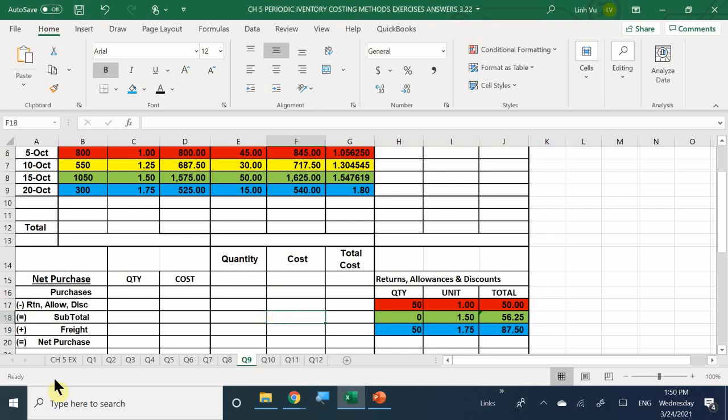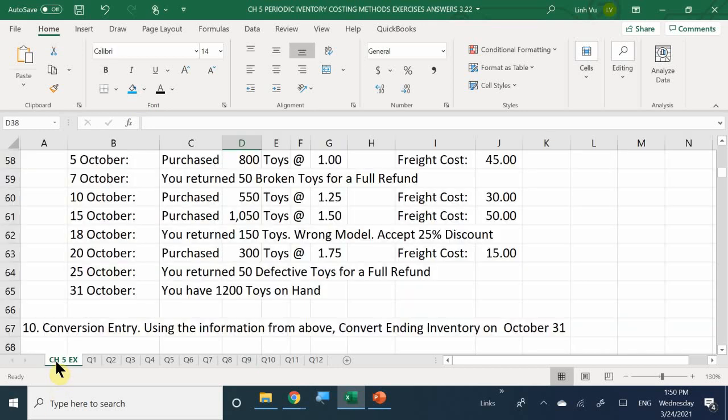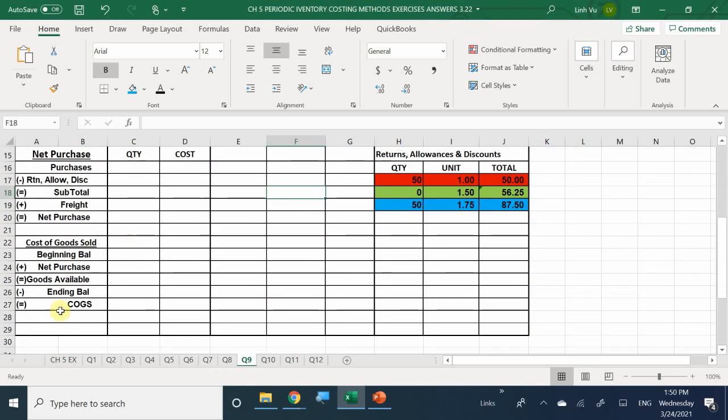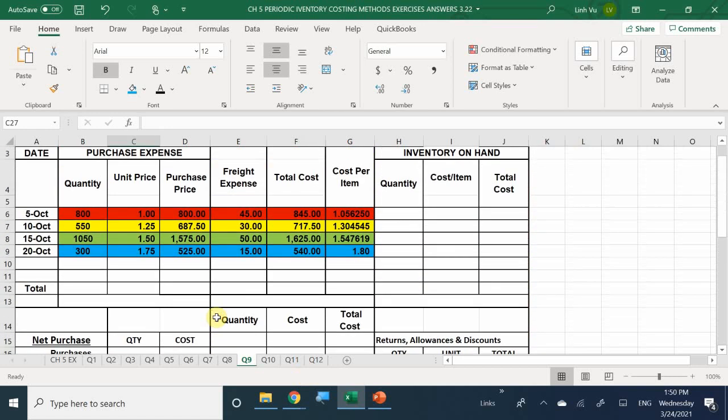Okay. So then what has happened here? You have 1,200 toys left on hand. Okay. So once again, question number 9, I'm just going to go ahead and place that information right there. So ending balance should be 1,200.